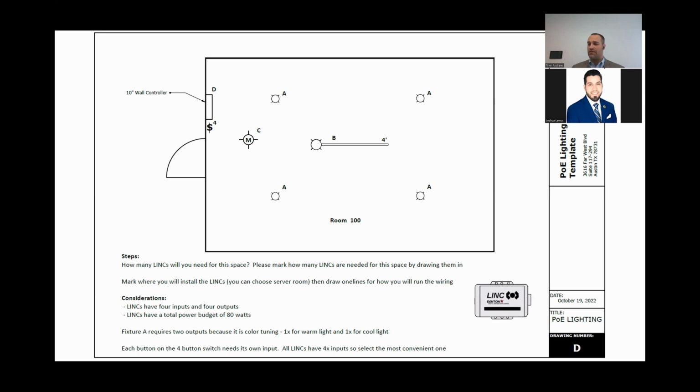Keeping in mind, I have the considerations there that a link has 4 inputs and 4 outputs. So keep that in mind. The link has a total power budget of 80 watts. And a quick note here, fixture A requires 2 outputs because it is a color tuning light fixture. That means of those 4 outputs on a link, 2 of them are used up with 1 light fixture. So you can't do all 4 of those A fixtures on 1 link. You're going to want to have 2. Yeah, you get 2 channels.